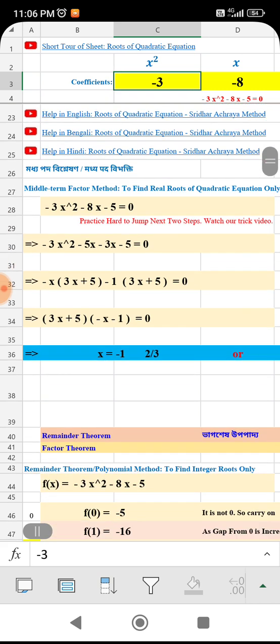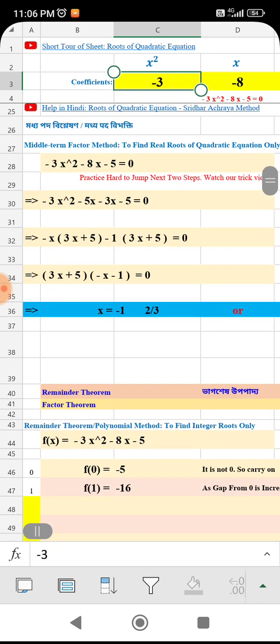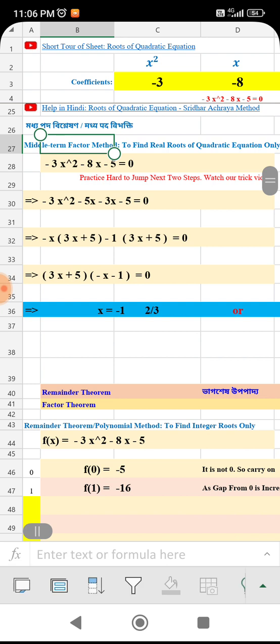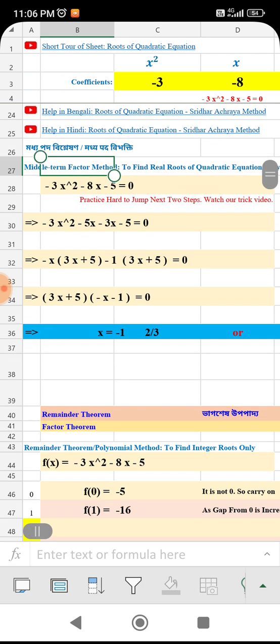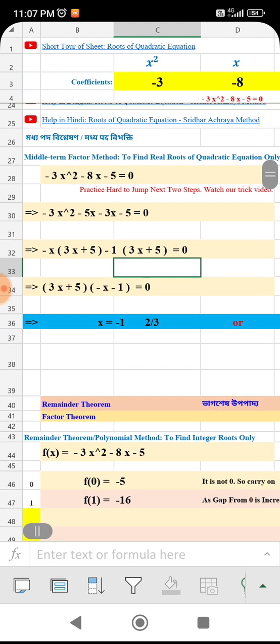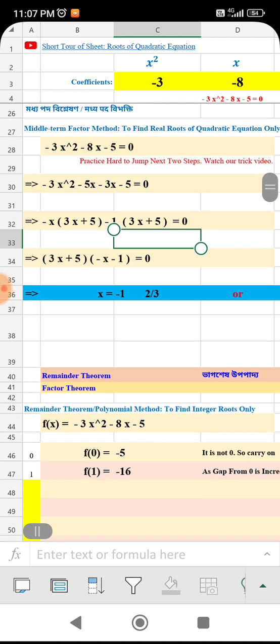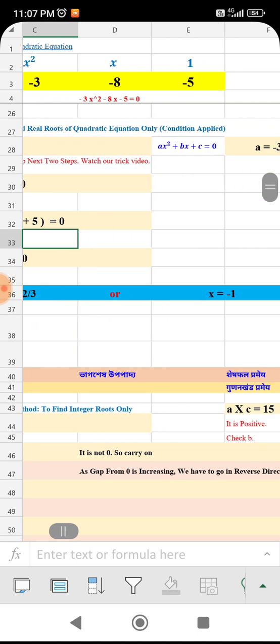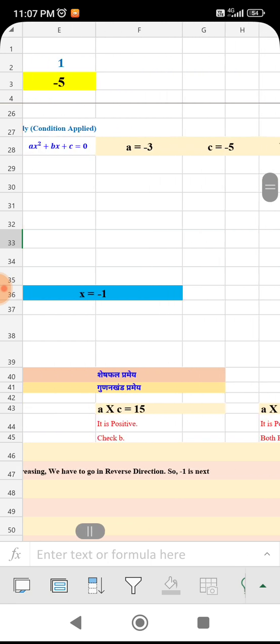So what do we have to do? We have to move a little bit downwards, and here is the middle term factor method. You can see it can be done very easily. No, it is not so simple as it looks. So what do we have to do? We have to do the middle term factor method.